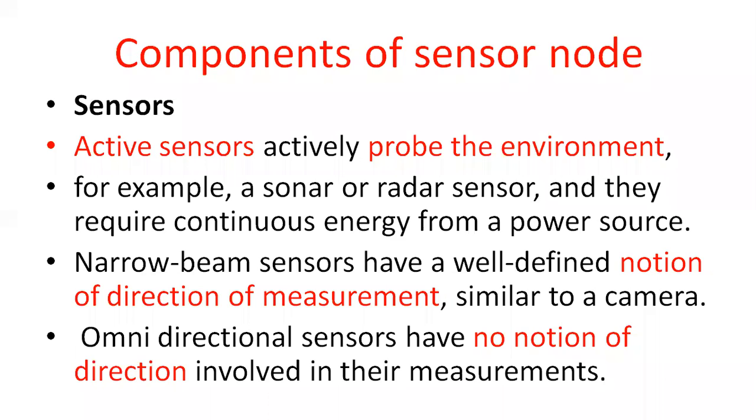In such cases, sonar and radar systems, you are using the active sensor. The narrow beam sensor, which is a passive sensor, has a well-defined direction measurement, similar to the camera. That means the narrow beam is similar to the camera here. And then omnidirectional sensors have no motion direction.